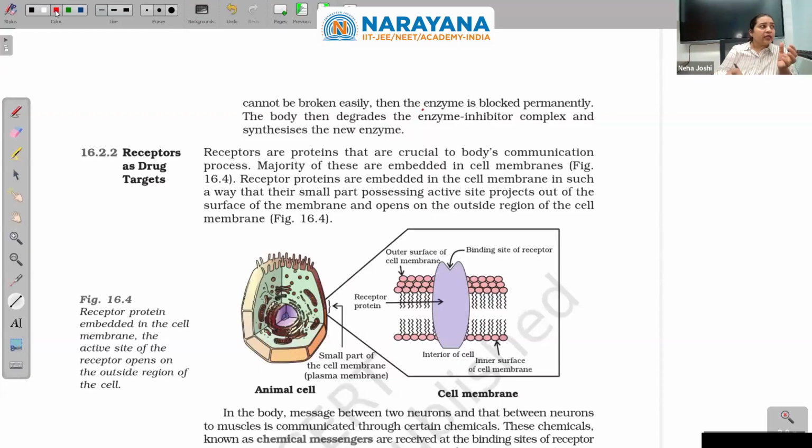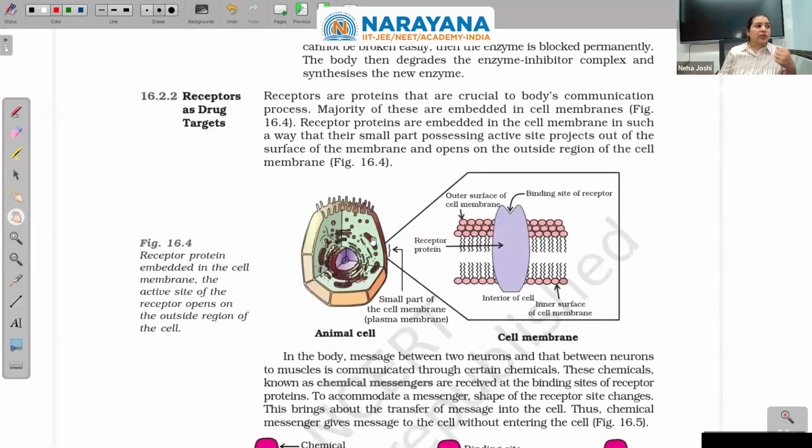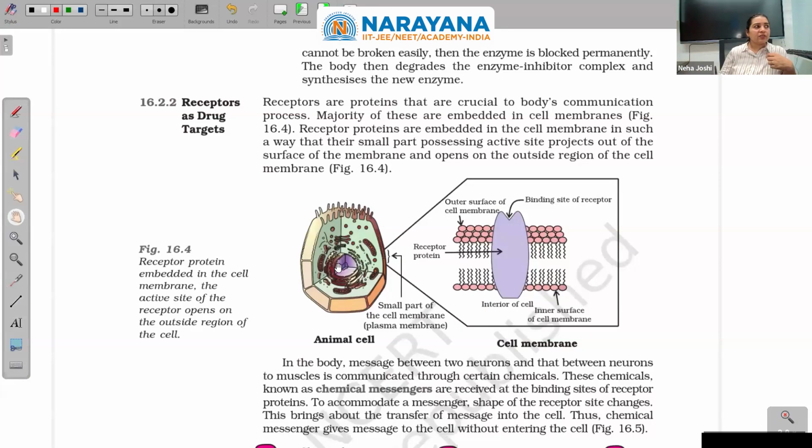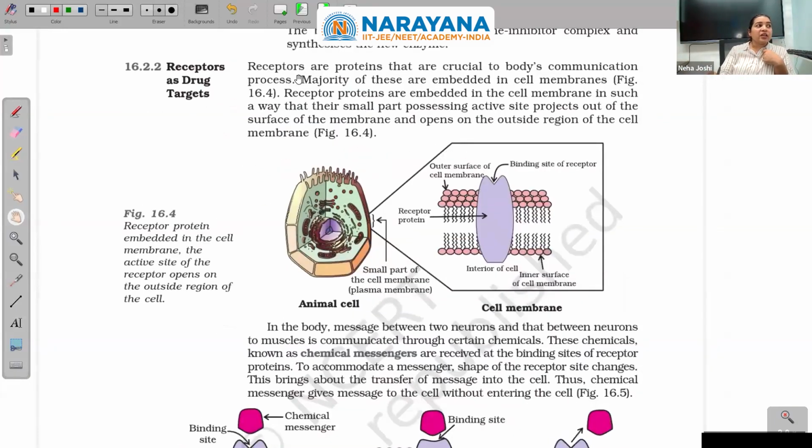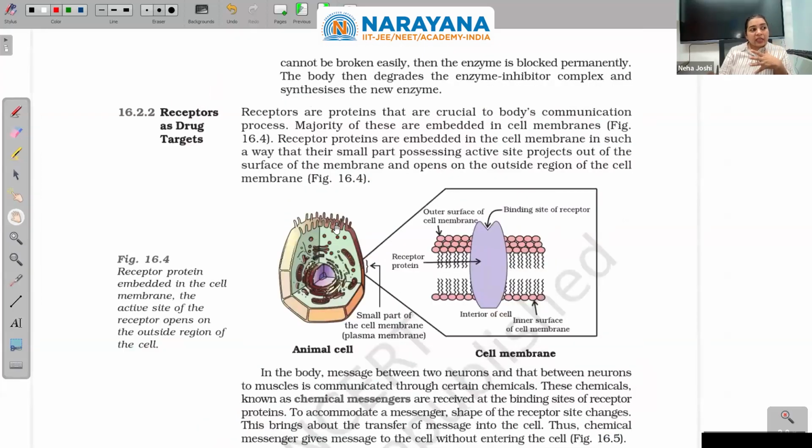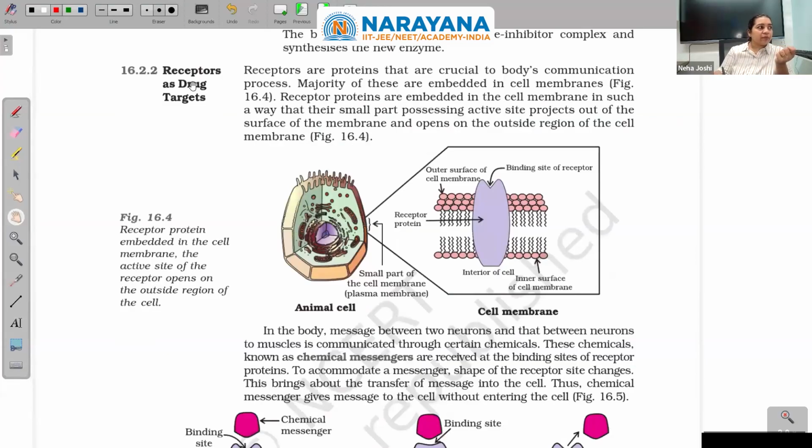Okay, the body then degrades the enzyme-inhibitor complex and synthesizes the new enzyme. So there is an extra load on the body. That entire enzyme is now lost by the body. It cannot be used any further. This happens only when there is a strong bond between the inhibitor, or sorry, the drug and the enzyme.